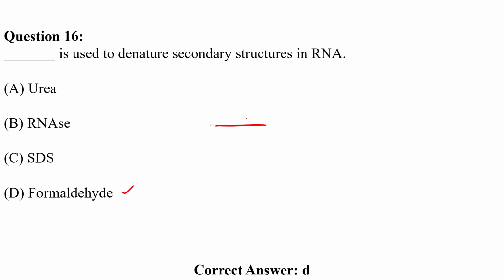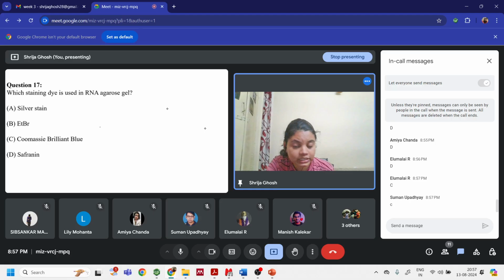Moving on to the next question, which staining dye is used in RNA agarose gel? Option A, silver stain. Option B, ETBR. Option C, Coomassie brilliant blue. And option D, safranin. So what do we use to stain RNA? Yes, okay, we have option C, Coomassie brilliant blue. Anyone else wants to answer?